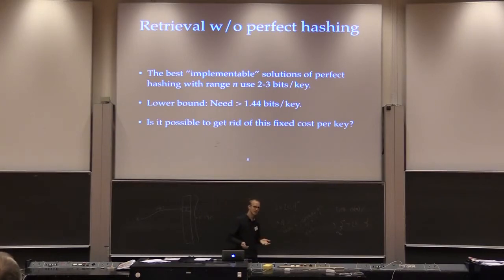But of course, perfect hashing is just one way to solve this retrieval problem. So maybe there's a different way of solving retrieval that gets rid of this fixed cost. This is what I'm going to talk about next, and it's also kind of going to be a warm-up to Michael's lecture later on. That's going to use many of the same techniques.